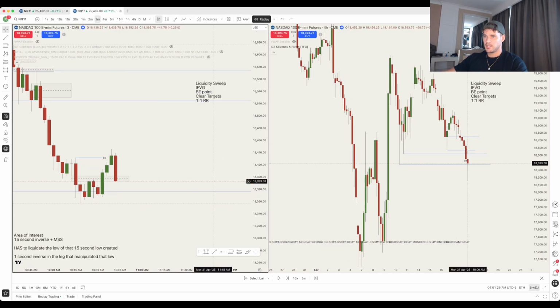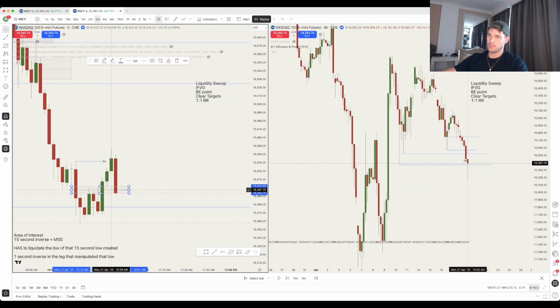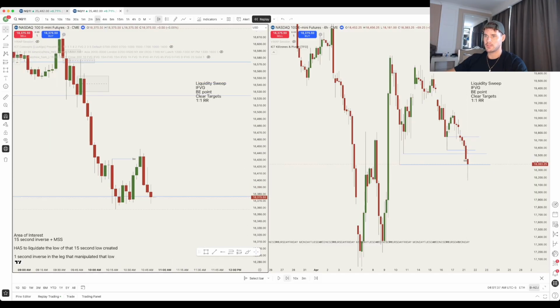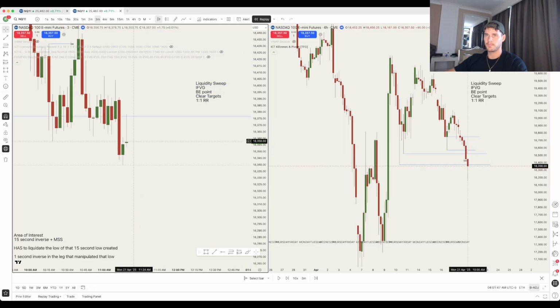But let's continue on. So it had the liquidity sweep, had the inverse, had the break-even point. It had clear targets for me. We can target something up here. And I had the 1-to-1 RR. Let's see if this wants to re-manipulate the low. Okay, re-manipulated the low, and it also created another 3-minute.